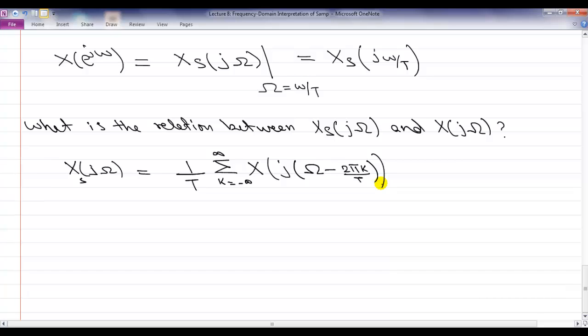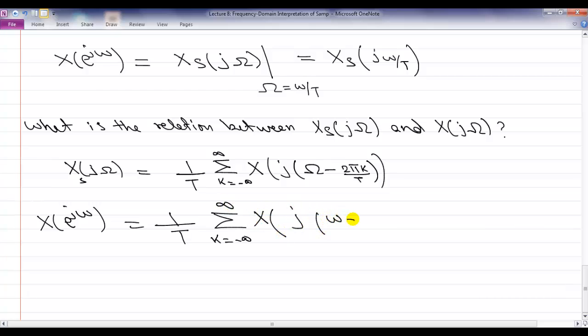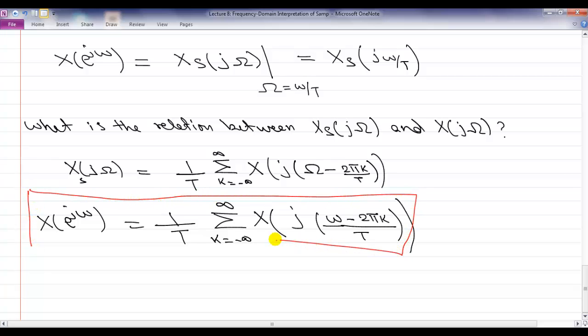And now we know the relationship between xs and x[n], which is simply a scaling of the frequency axis. So I can write then X(e^jω): I just take this and I plug in little omega over T, and I get 1 over T, summation over k from minus infinity to infinity, of X(j(ω minus 2πk)/T). So when we do pointwise sampling, this is effectively what is happening.